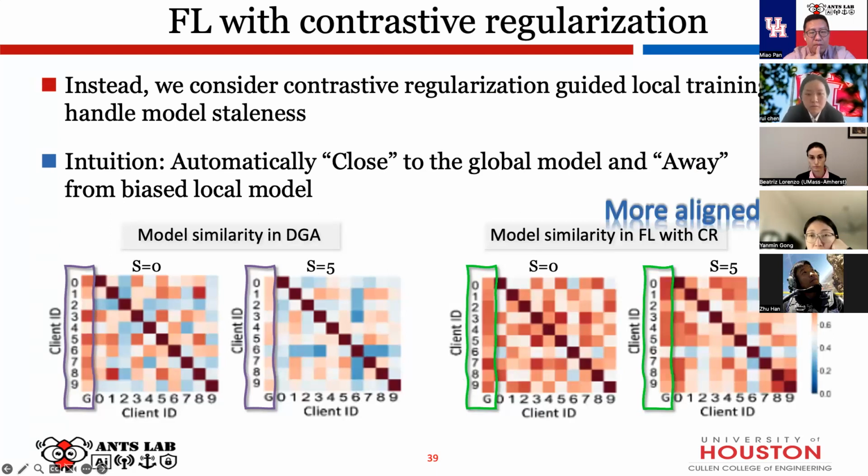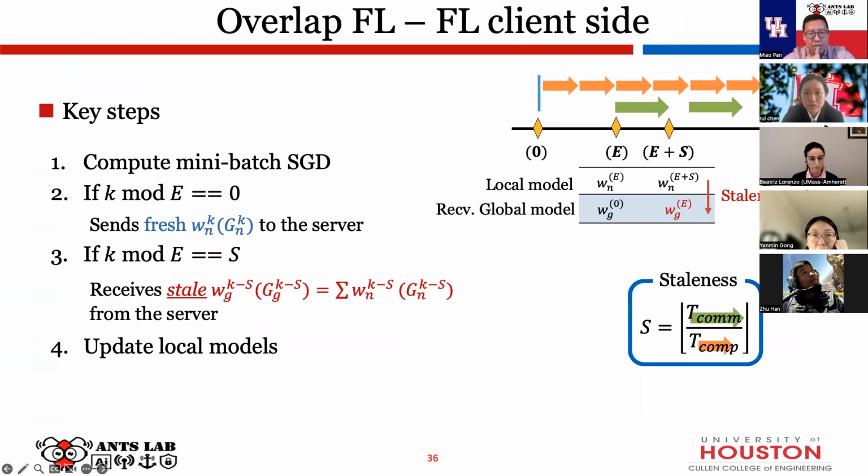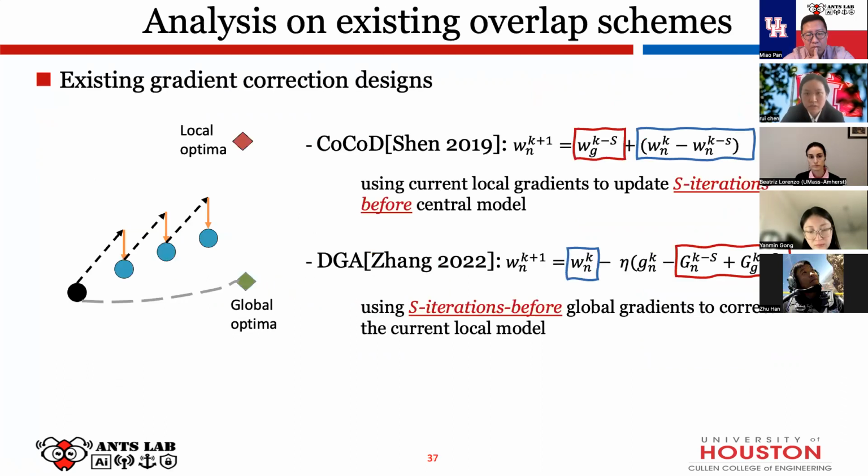Yeah, so since we want to speed up federated learning using these overlap schemes, it actually incurs this inconsistent state between the local model and the global model. As you can see, the local model is already S iterations ahead of the global model. So when you include the staleness information, you will incur out-of-date information into the model training, so you will cause some instability in the model training.